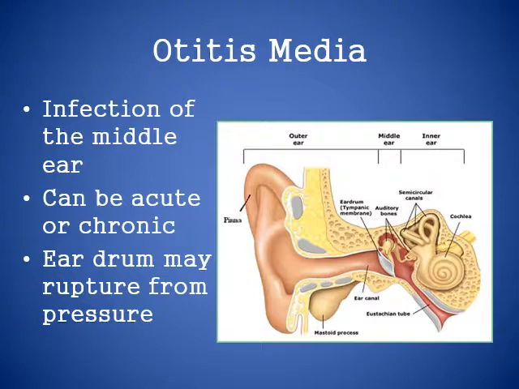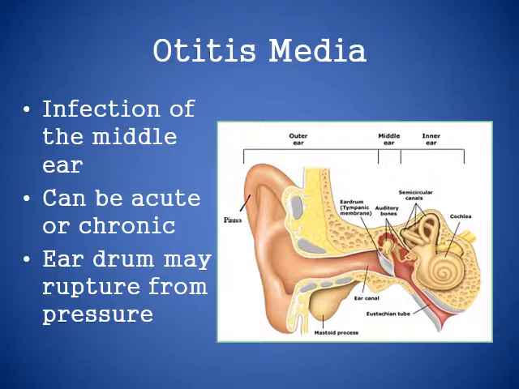Okay, so otitis media, also known as ear infections. Children are more prone to ear infections than adults because of the placement of their eustachian tubes. They tend to be more horizontal, which doesn't facilitate well for drainage of fluids. So the actual definition of an ear infection or otitis media is an infection in the middle ear.